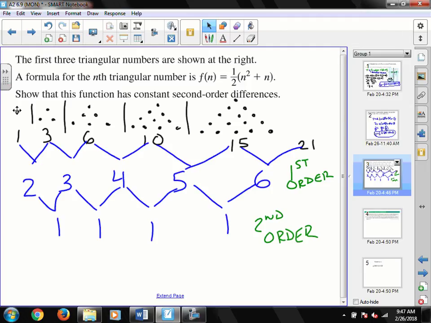Is that constant second order differences? Is 1 constant? Yep, it doesn't change. It's the same difference between numbers. That's constant second order differences. The whole process is going to be your answer, as opposed to just the number. We're looking for that constant, and they'll usually tell you second or third order differences.